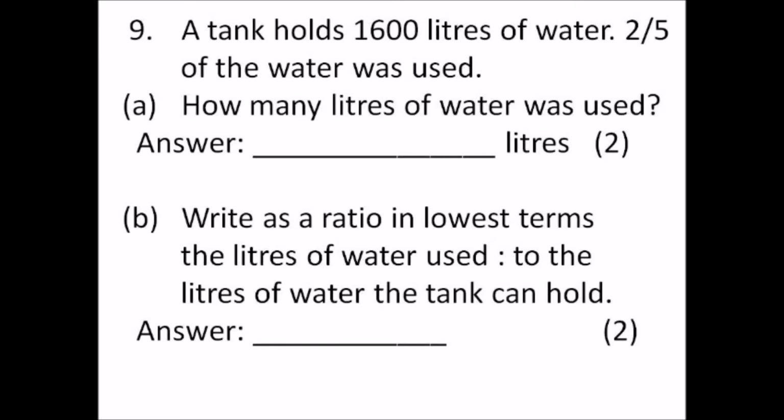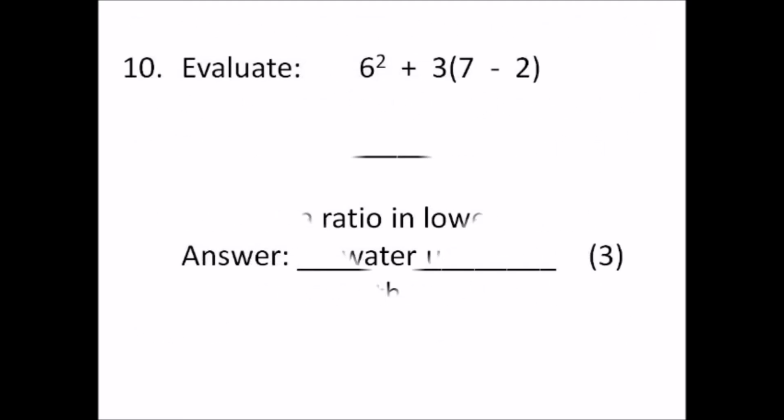So again, a tank holds 1,600 liters of water. 2/5 of the water was used. How many liters of water was used? And write as a ratio in lowest terms the liters of water used to the liters of water the tank can hold. And remember, you want to write your answer in lowest terms for that one. So you have to reduce it.